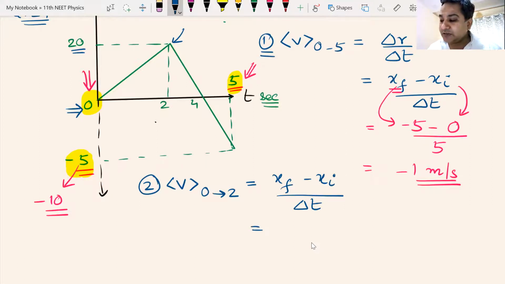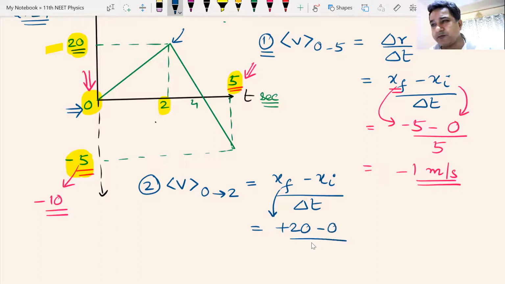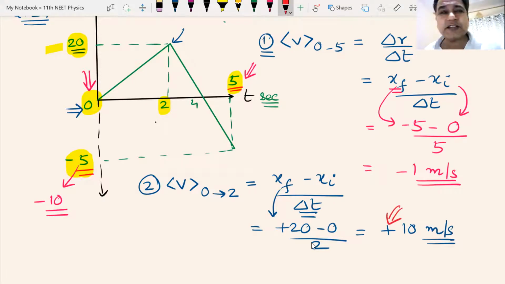What is the final position? From 0 to 2 seconds, at 2 seconds, where is the particle? The particle is at 20, plus 20, beta. The final position is plus 20. Initial position is at 0. At 0 seconds, it is at 0. Minus 0, divided by total time, which is 2 seconds. So the answer becomes plus 10 meters per second.